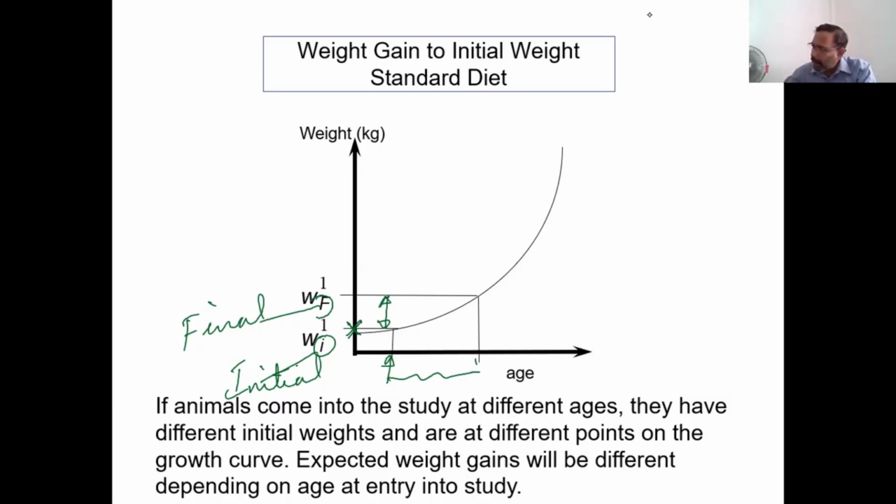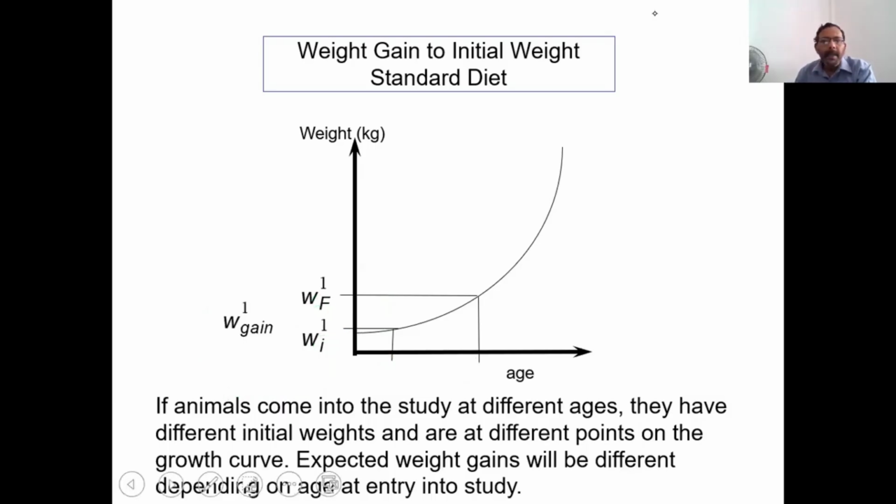Look at another animal. This animal is coming with that initial weight, because the age is different. After 4 weeks, the final weight is that. So weight gain is that. So now you see, here we set the weight gain for the first animal.